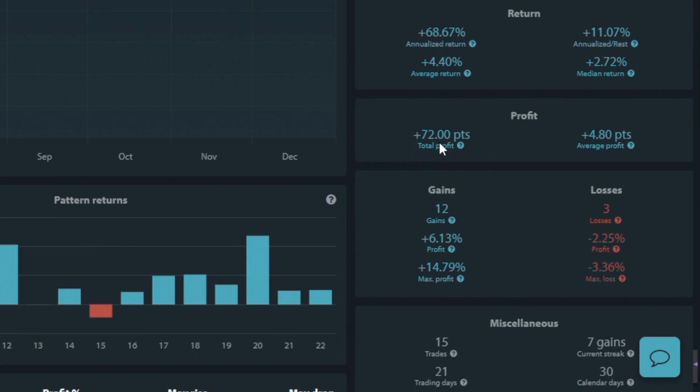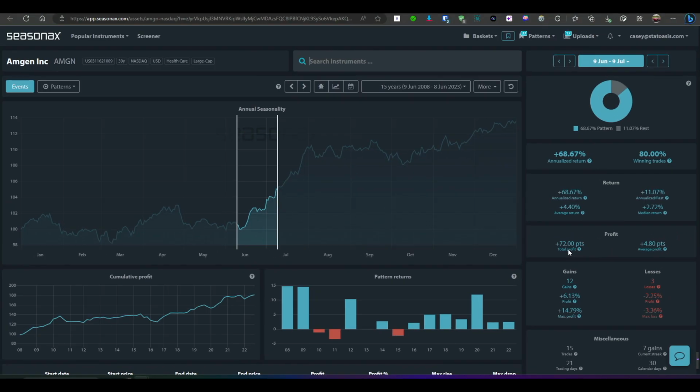This is the profit in points. In this case, this is a stock, so every point is worth $1 per share. So this is in total how much you made per share, $72 per share. So if you invested 1,000 shares at a time, you would have made $72,000.